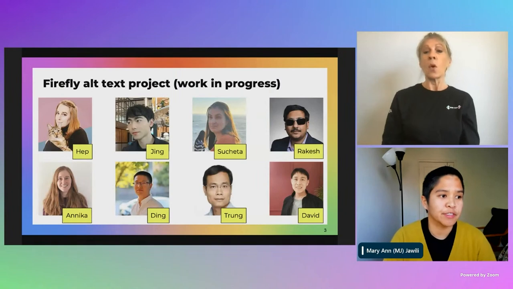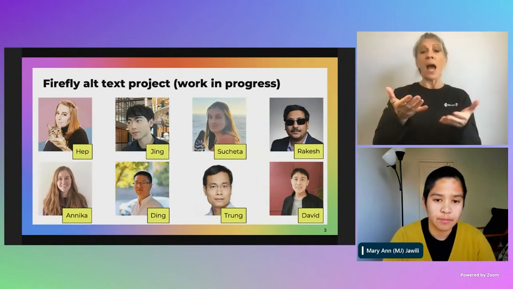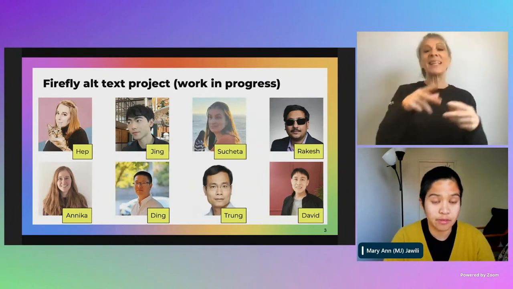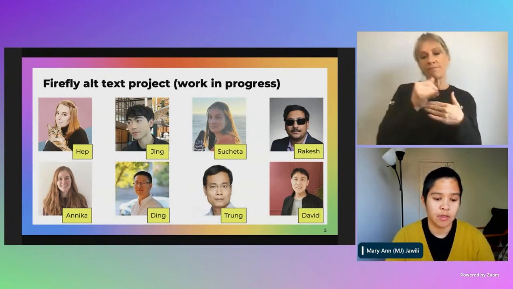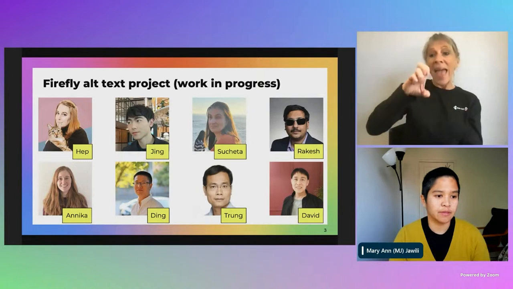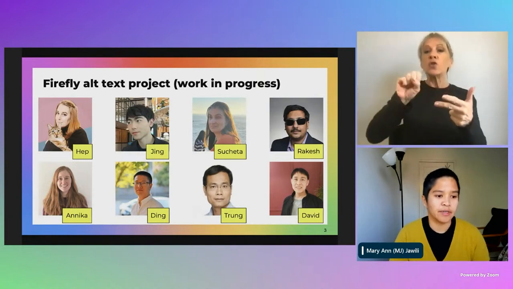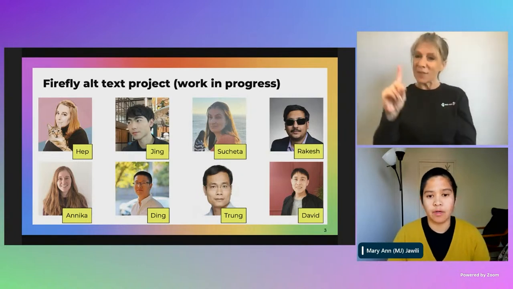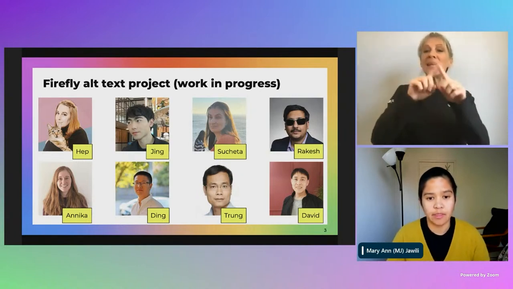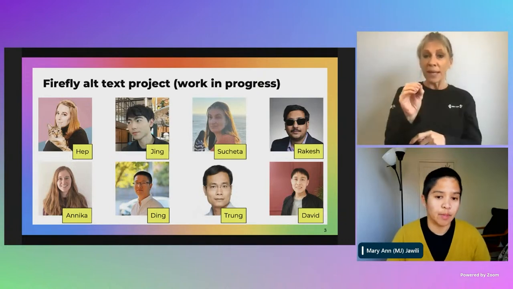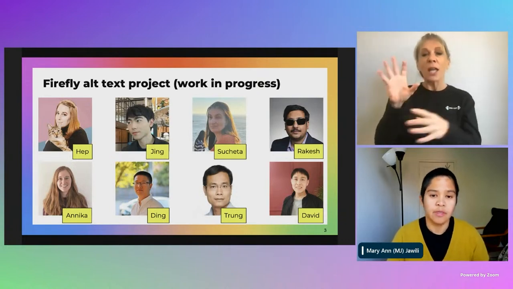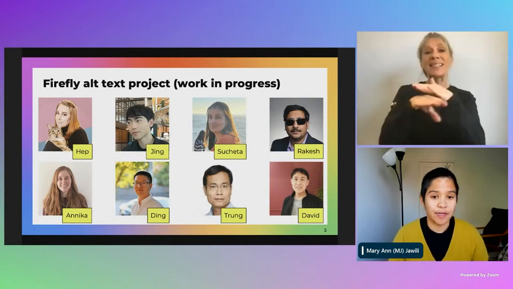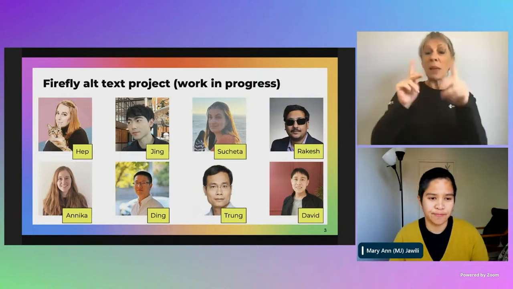And while we're doing introductions, I wanted to go over some of the other people who are helping out with this Firefly alt text project, which is still very much a work in progress. We have Pep, Jing, Susheta, Rakesh, Annika, Ding, Trung, and David. And these people are from many different teams across the company, including the Firefly product team, Adobe Research, Adobe Design and Research, and my own team, the accessibility team. So there's a lot of people working on this very important project.